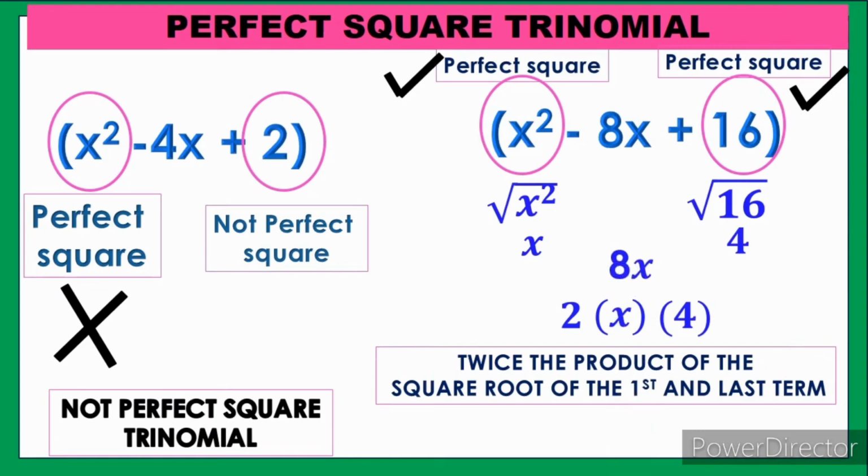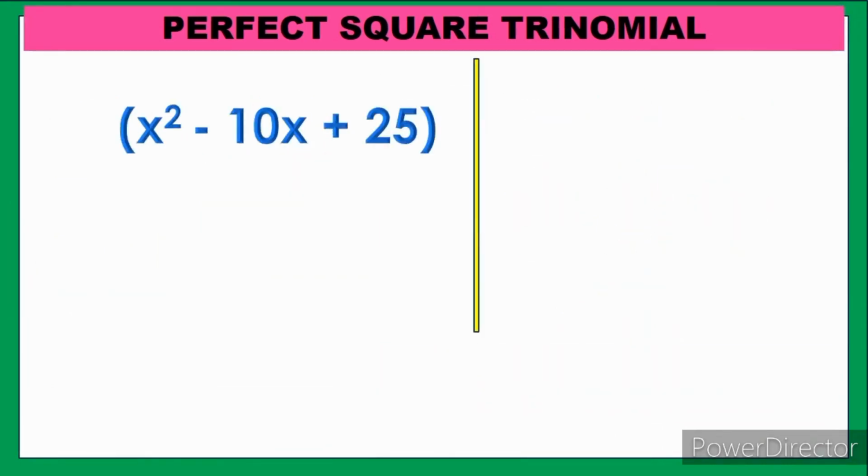Okay, so ibig sabihin, nagmatch yung middle term. Therefore, this is a perfect square trinomial. Next: x squared minus 10x plus 25. A perfect square trinomial or not?